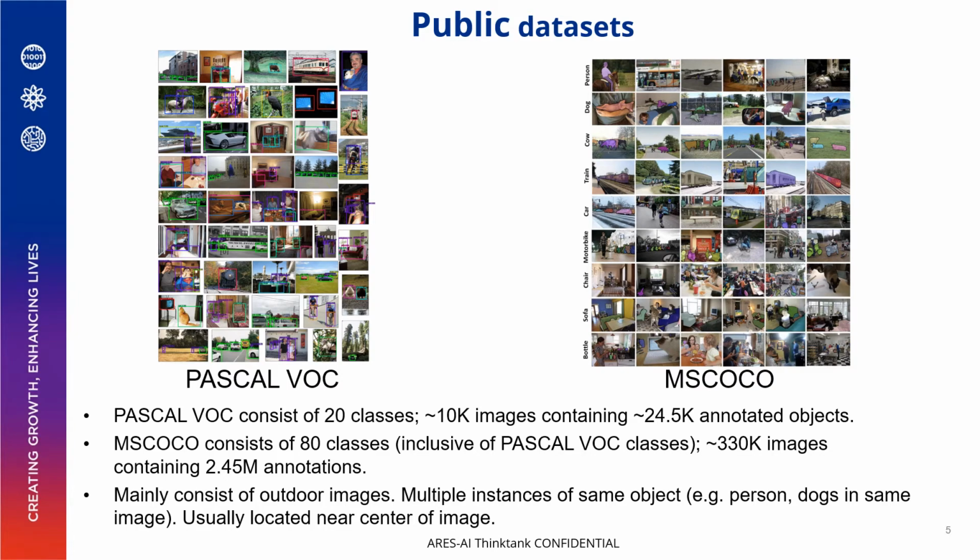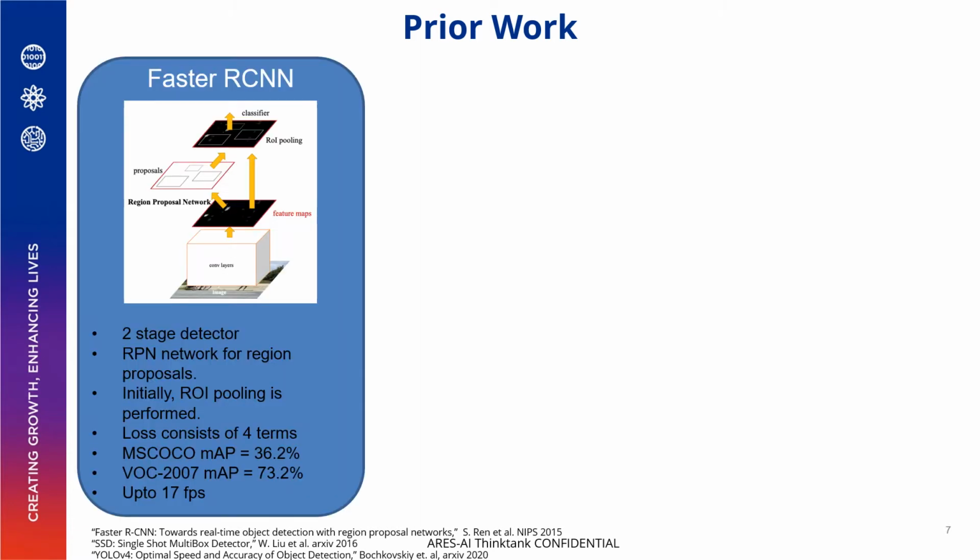So we use three different state-of-the-art models for our evaluation. The first one is Faster RCNN. Faster RCNN is a two-stage detector. It has a region proposal network followed by the final detection and classification. So it identifies some regions in the images that have a high likelihood of an object being present inside, and then improves over it in the next stage.